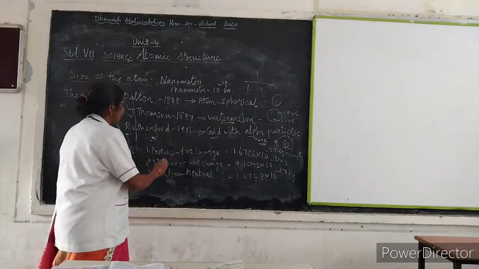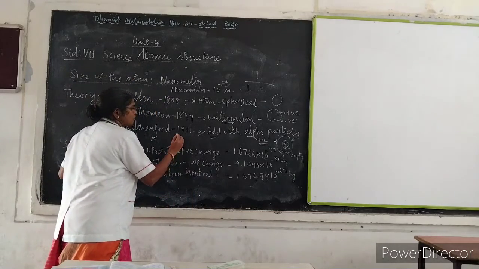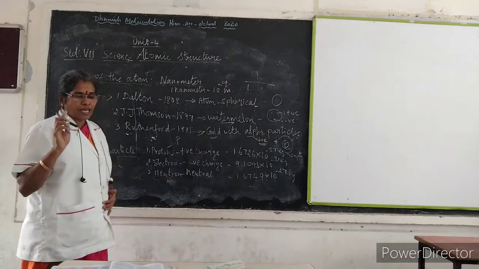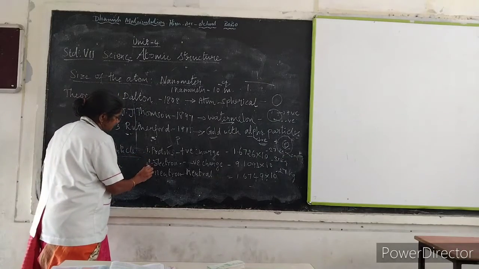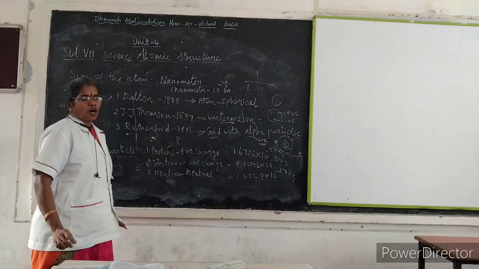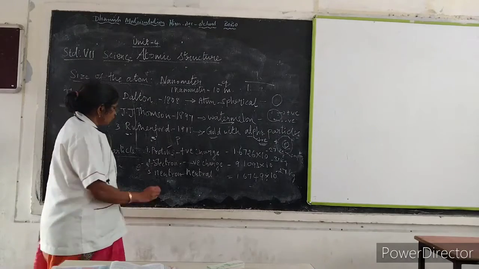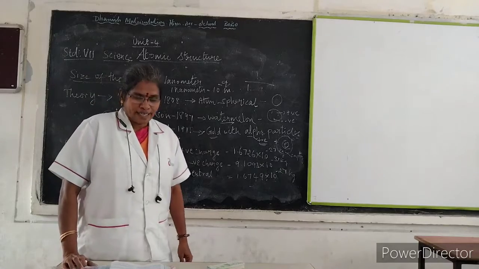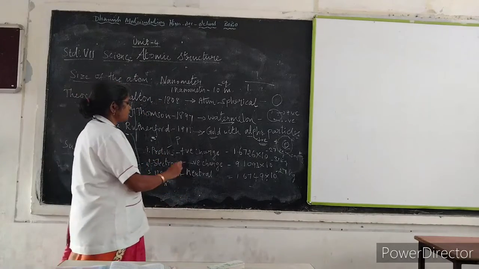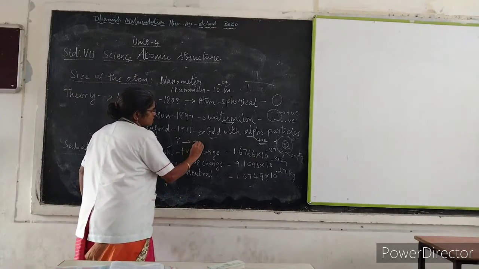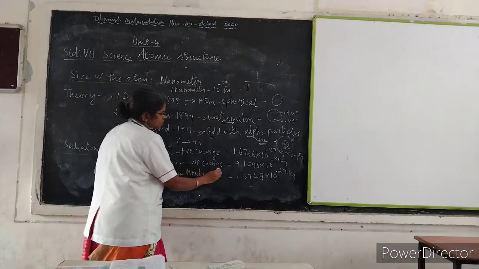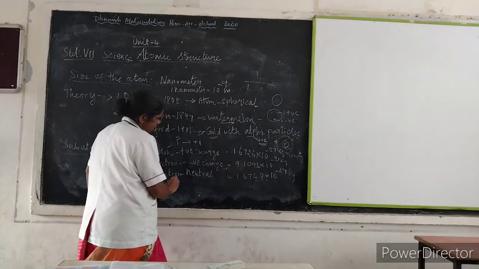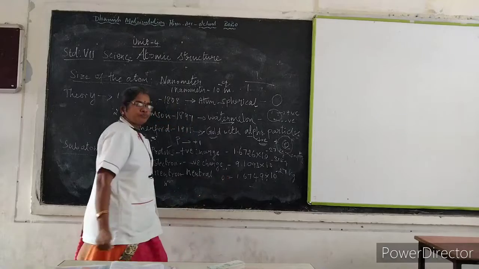Proton can be represented by capital P. Electron can be represented by small e, and neutron is small n. So what is the charge for proton? Charge of proton is +1. Charge for electron is -1. Charge for neutron is 0.